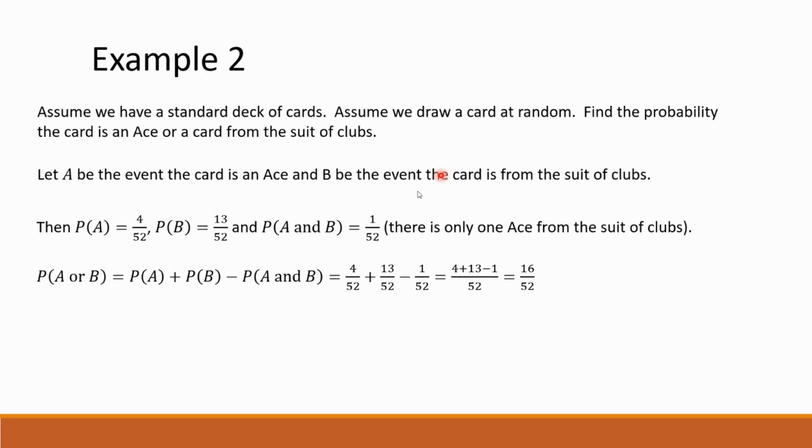Well, what I'm doing is this. I'm going to let A be the event the card is an ace. I'm going to let B be the event the card is from the suit of clubs. So A is the event that the card is an ace. B is the event the card is from the suit of clubs.